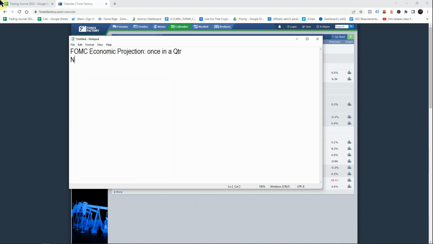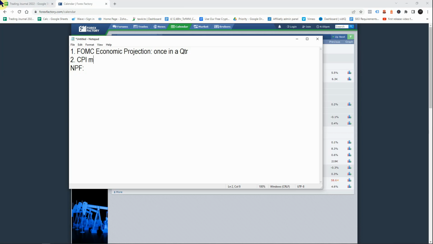Then non-farm payroll, which happens... I think I'll make it third. So this is one. Two is CPI, consumer price index, because it comes directly from inflation, and interest rate is directly related to CPI. That's why consumer price index is very important.